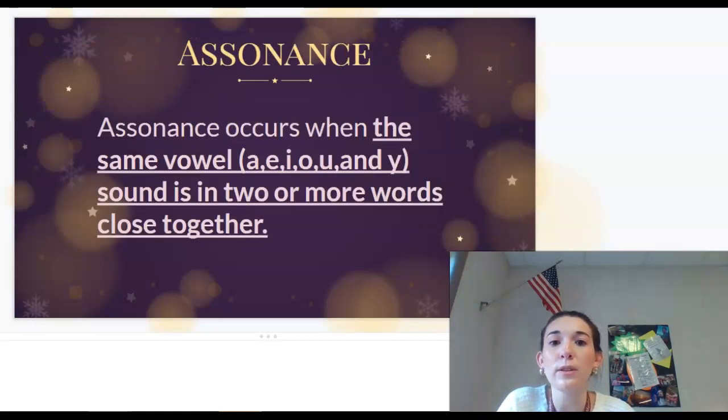The next form of figurative language that we're going to talk about is assonance. Assonance occurs when the same vowel sound, so A, E, I, O, U, and sometimes Y, is in 2 or more words close together. So, depending upon the word, obviously in the English language, sometimes double vowels have a different sound than a singular vowel, so we always take that into consideration, but we're looking for words that have a similar vowel sound next to each other or within close proximity.